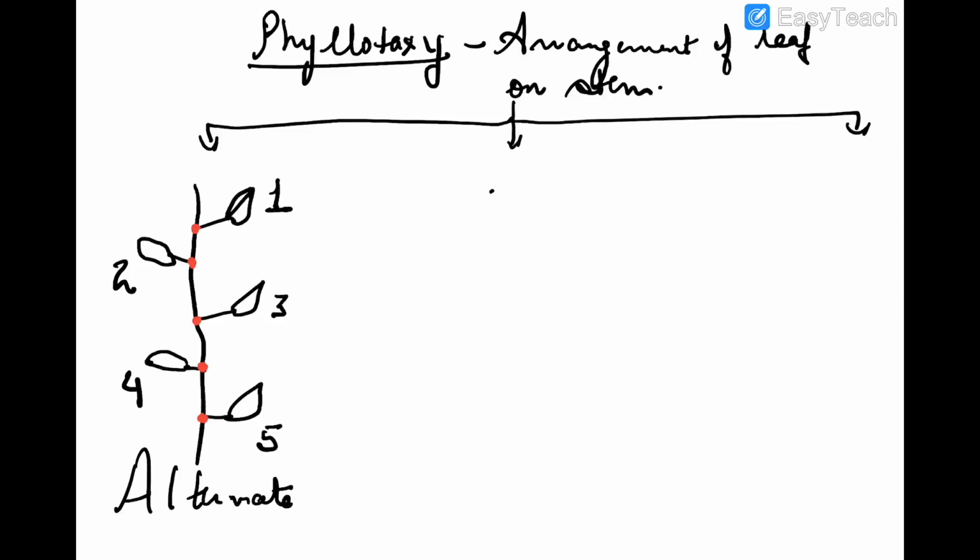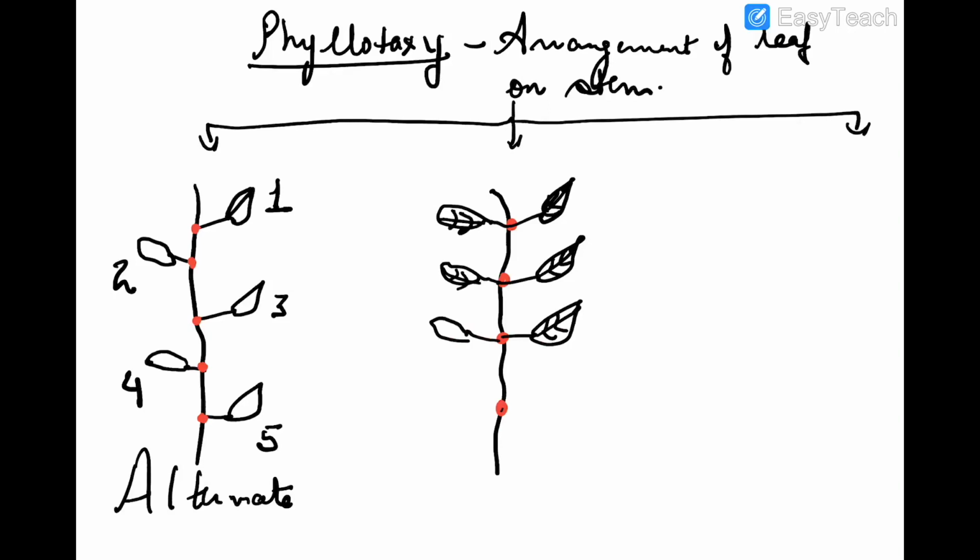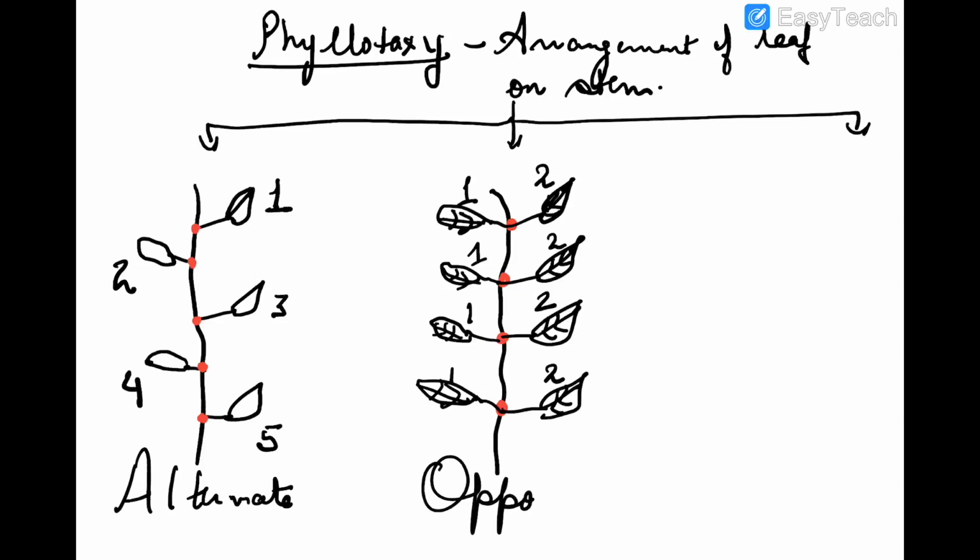The second type of phyllotaxy is, if these are the nodes, then a pair of leaves have arisen from each node. So a pair of leaves are coming out from each node in an opposite manner. So from each node there are two leaves, 1 and 2, 1 and 2, 1 and 2, 1 and 2. From each node two leaves are arising in an opposite manner. Such type of phyllotaxy is opposite.